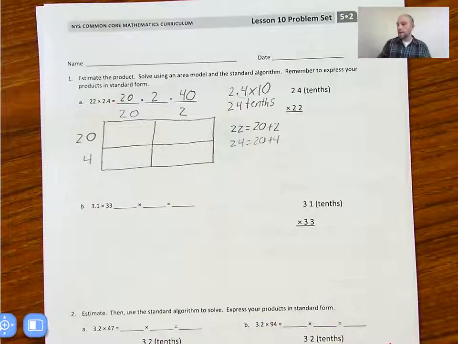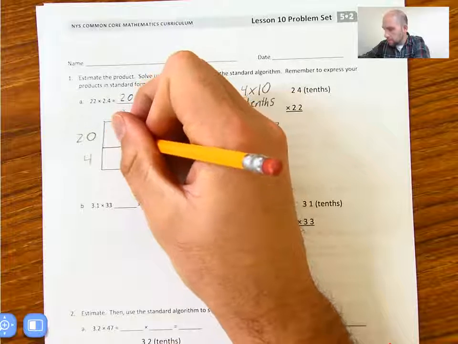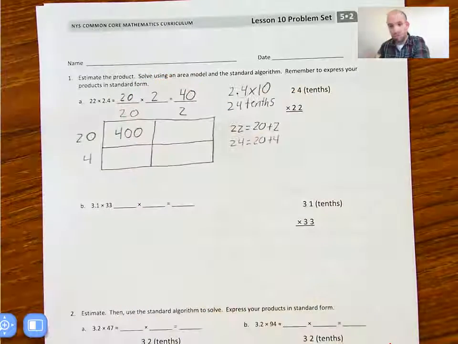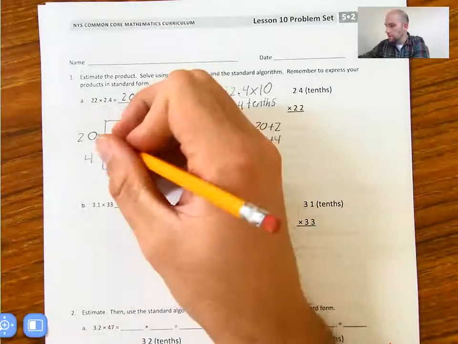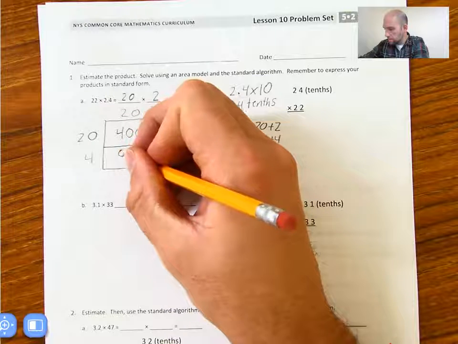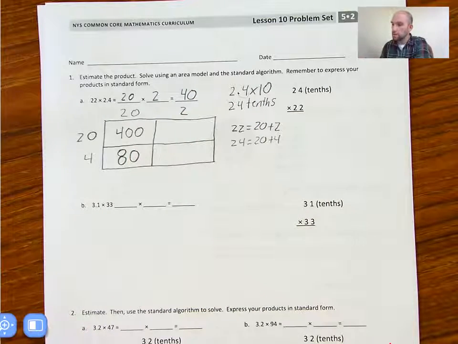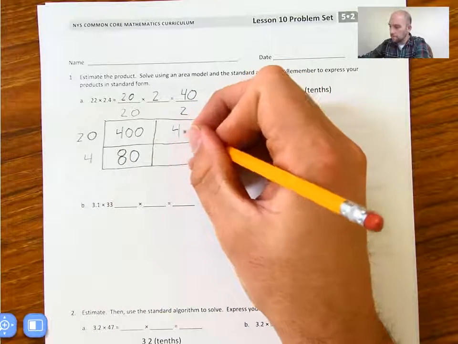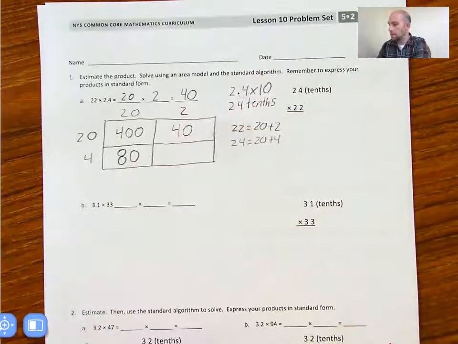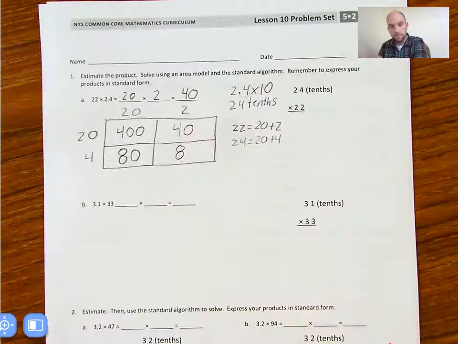So, first box we're going to do, we'll multiply 20 times 20. 2 times 2 is 4. We add our zeros. It gives us 400. 20 times 4. Well, 2 times 4 is 8. We add our 0. It gives us 80. 20 times 2 is 40. And then 4 times 2 is 8. So now we have 400, we have 80, we have 40, and we have 8.